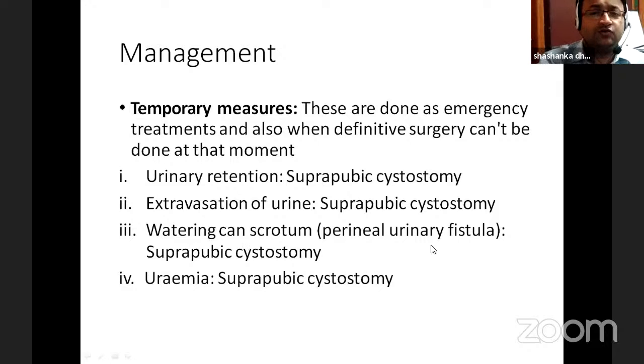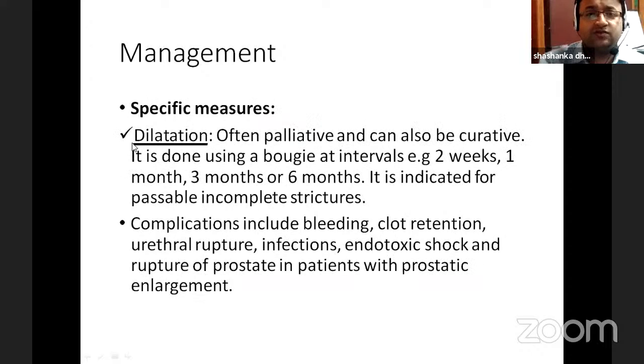Watering can scrotum, where there are multiple fistulae in the perineum, are also managed by diversion of urine in the form of a cystostomy. And if a patient develops uremia secondary to obstruction, again, SPC is the initial treatment for that patient, along with supportive measures.